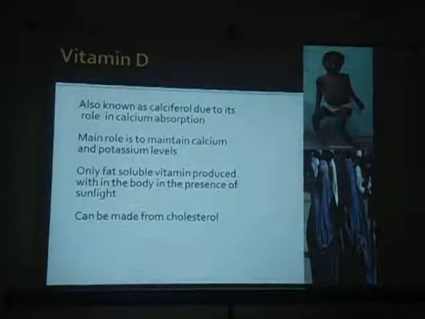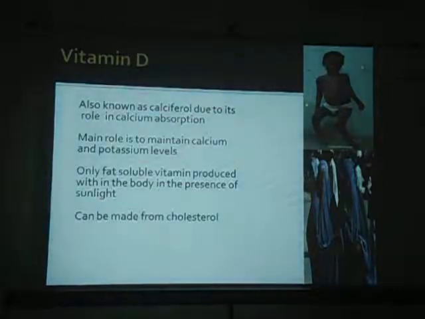The main role is to maintain the calcium. It increases the calcium absorption, prevents the bone resorption, and maintains the optimum calcium levels in the plasma, and potassium levels are also maintained. And it is the only fat soluble vitamin which is produced within the body in the presence of sunlight. Okay, and it can also be made from the cholesterol.